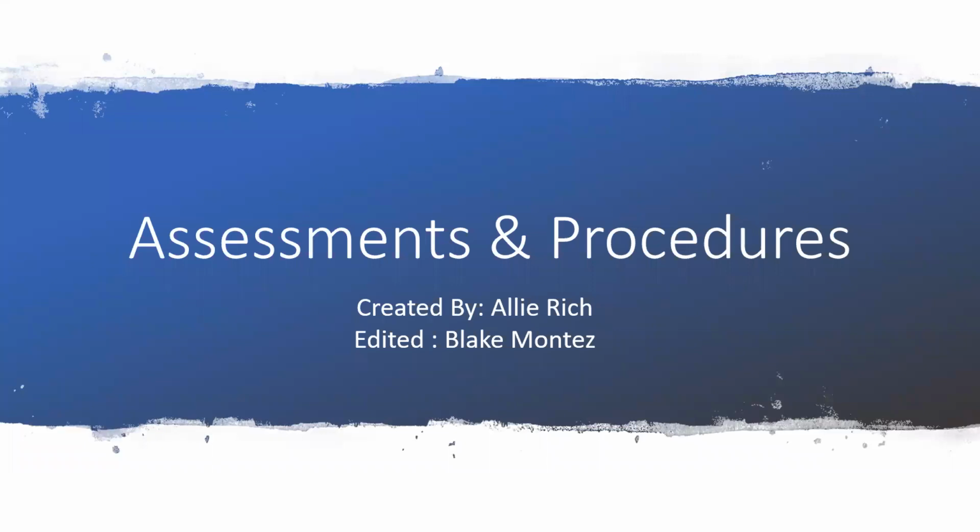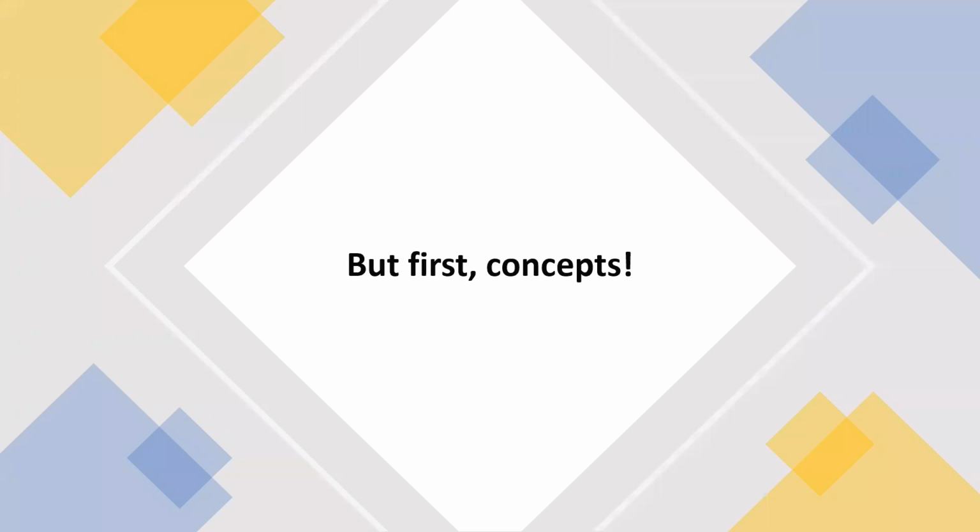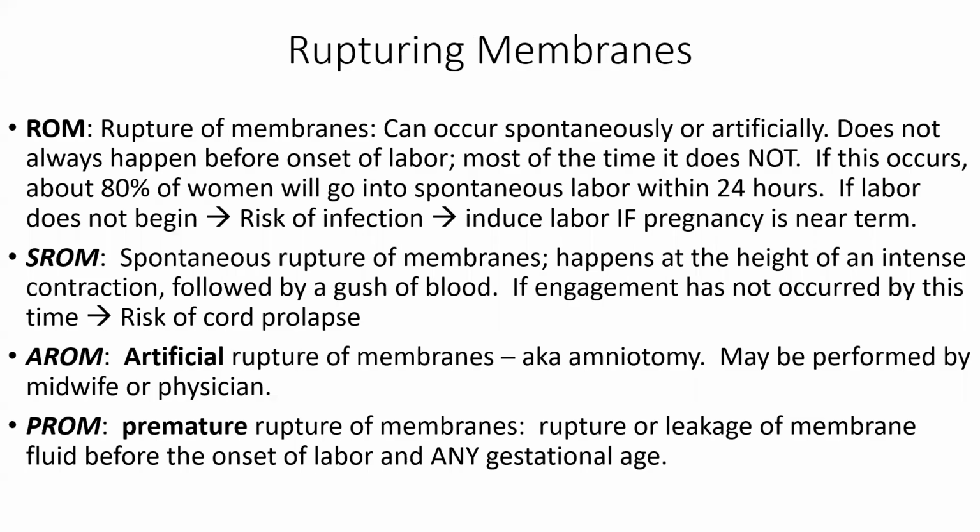Today, we're going to be going over lots of assessments and procedures, I guess, but first, concepts. These are pretty much the different ways that the rupture of membranes can occur. And sadly, after this, it's probably always going to be written as an abbreviation. So the rupture of membranes can be spontaneous or artificial.